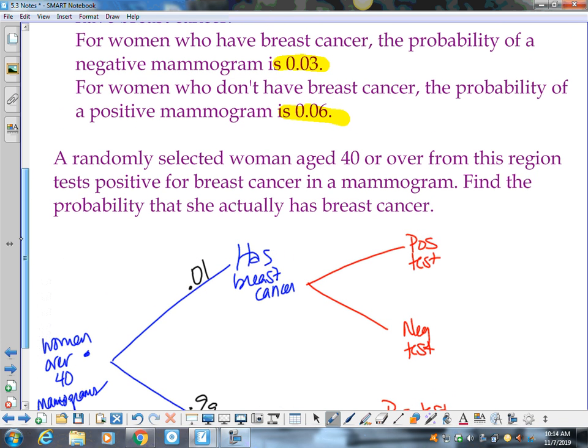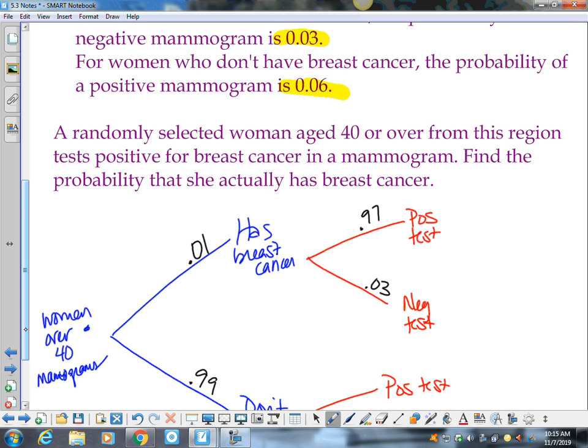Okay, so let's go back and read. It says for women who have breast cancer, okay, that's this top branch. The probability of a negative mammogram is 0.03, which means this probability is a 0.97. So 97% of the women who have breast cancer get a positive test result, but 3% of them get a negative test result, meaning they have breast cancer and they don't know it. The test doesn't say that they have it.